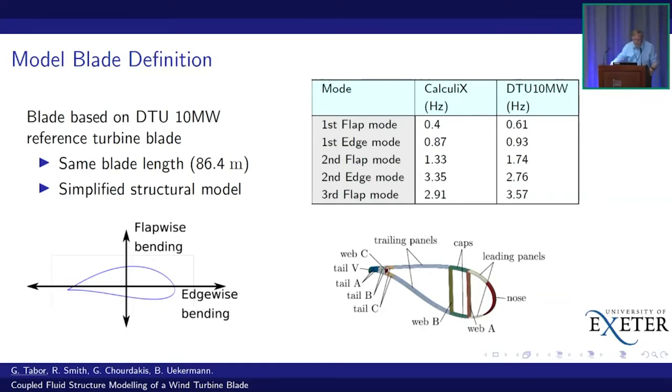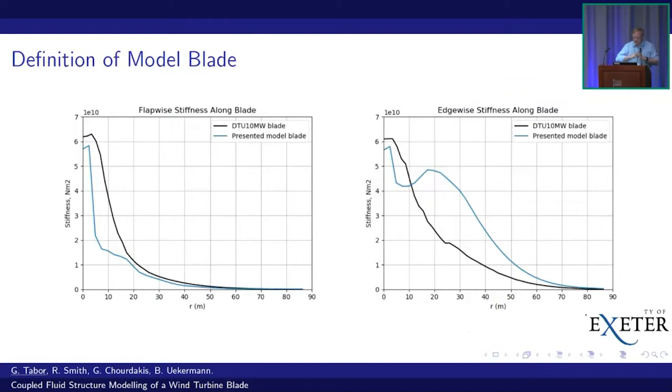That, of course, has some consequences for the results here. The left-hand diagram here, by the way, indicates the nomenclature we were using. So flap-wise bending is doing that, whereas edge-wise bending is that direction. Because of the lack of the internal geometry, the different vibrational modes are significantly different from what they would be for the actual wind turbine blade itself. But we're doing this as a numerical experiment, so it's not that significant. It also affects the stiffness along the blade, so these graphs here indicate what's going on, the difference between the model blade and the DTU blade at any point along the blade.